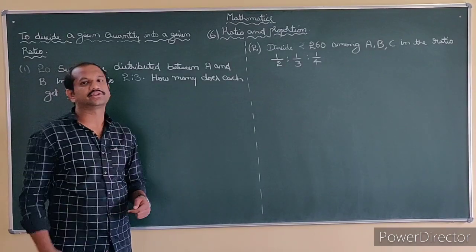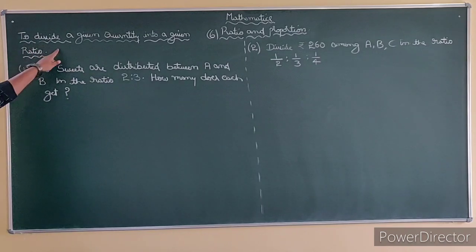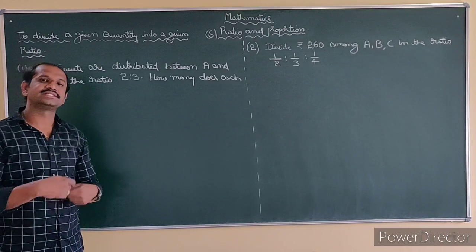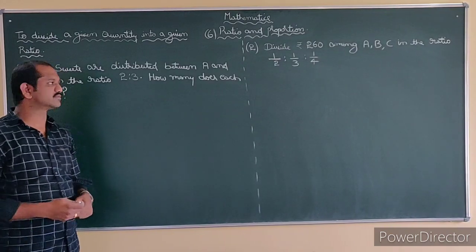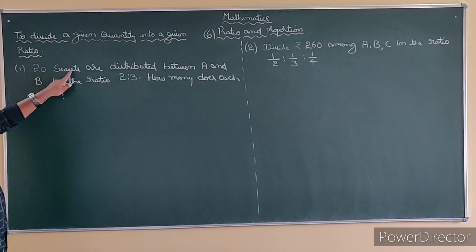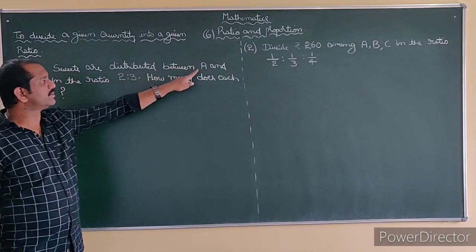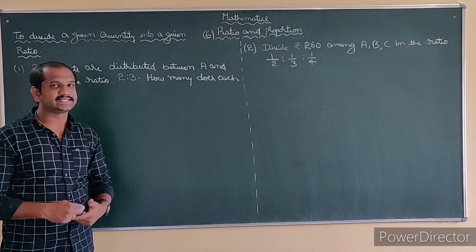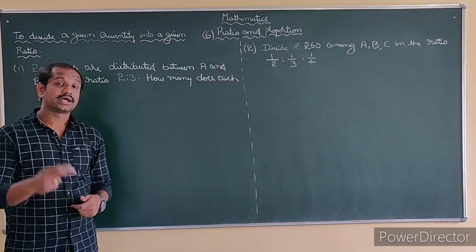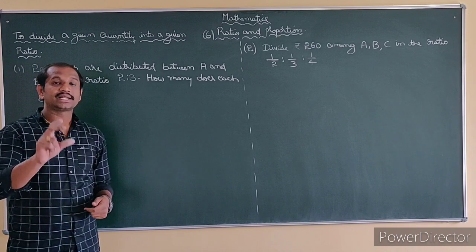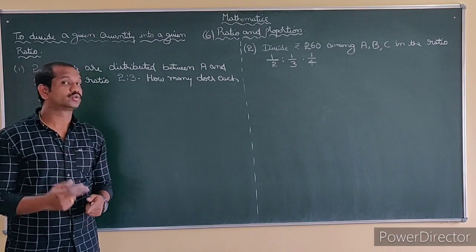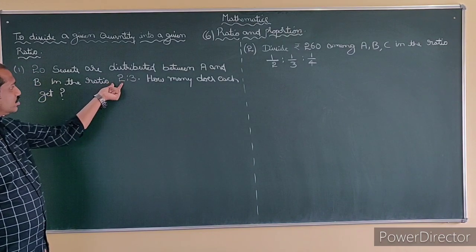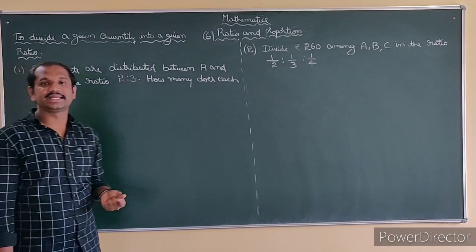Now next we will continue with the problem session. To divide a given quantity into a given ratio. This is another type of ratio problem. What we have in the second: 20 seeds are distributed between A and B in the ratio 2:3. There are 20 seeds which have been given. Among A and B, they are not telling how many numbers they are giving to them. They are telling that in the form of ratio. Like A is getting 2, B is getting 3.